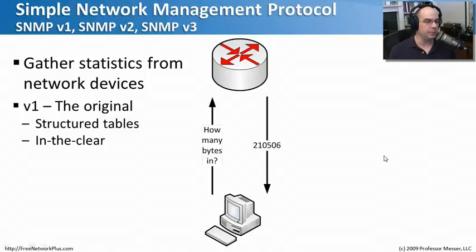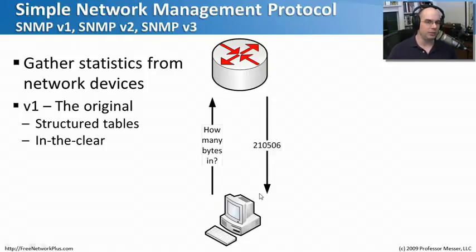So if you're somebody who's responsible for checking the uptime and the performance of a router or a switch or a server, you can use an application that uses SNMP to communicate to these devices. And the routers and the switches and the servers, of course, have to know how to respond to SNMP requests. The Simple Network Management Protocol version 1 was the original, and it uses something called a structured table. In that way, you can ask for very common things from devices, and those devices know to send you back very common responses. For instance, you can say, how many bytes have gone into this particular interface on the router, and the router will respond with a number back.